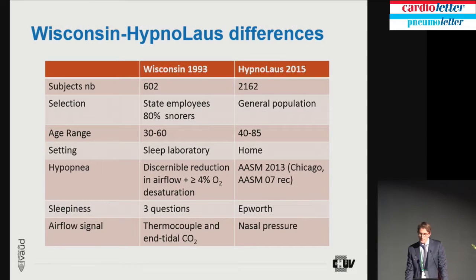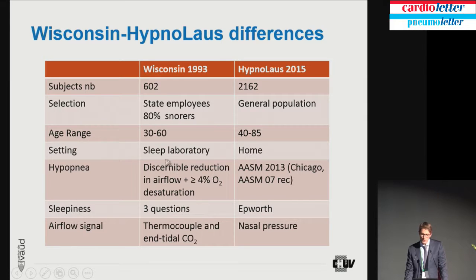So why do we have such big differences? I just compare here a few points between the two cohorts. Of course the number is a bit larger. Our population is slightly older, but the mean age was not so different. So probably that does not explain the big difference that we saw.